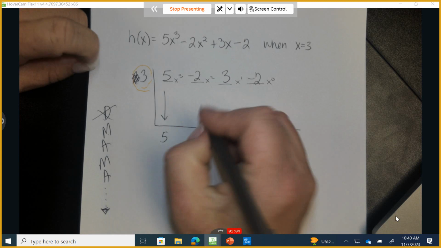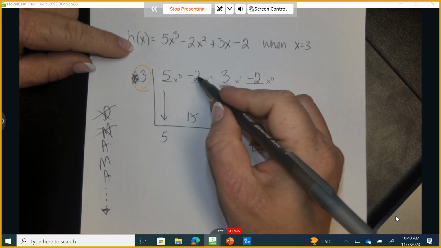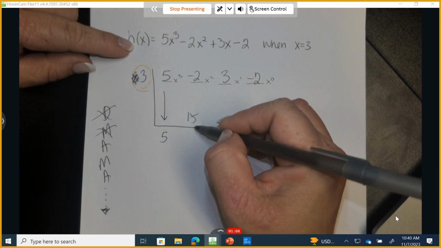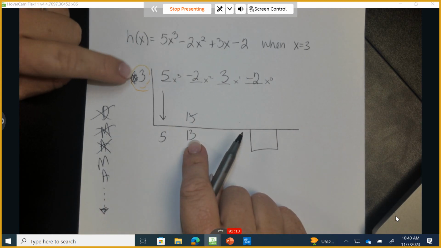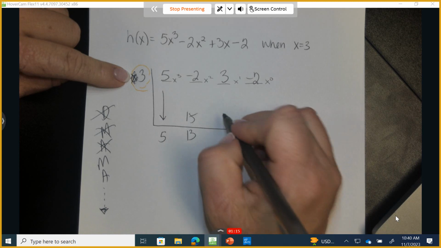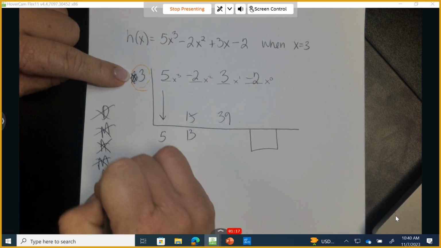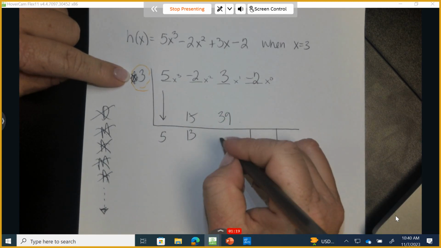So I multiply to get 15. A says add straight down. 15 and -2 is 13. M says multiply. When I multiply, it's always this outside number. 13 times 3 is 39. Then I add down. 39 and 3 is 42.